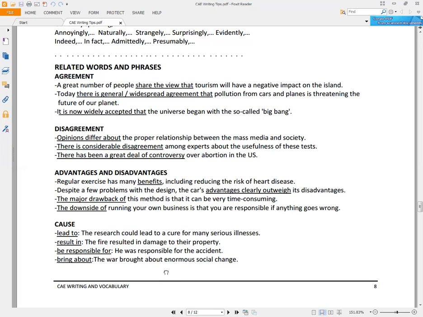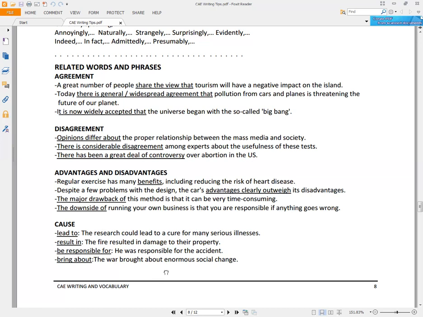How to express the opposite, disagreement. Look at these examples. Opinions differ about the proper relationship between the mass media and society. There is considerable disagreement among experts about the usefulness of these tests. There's been a great deal of controversy over abortion in the US.